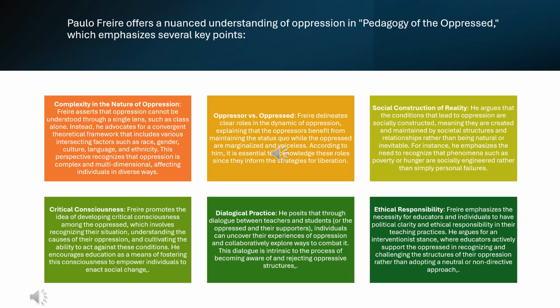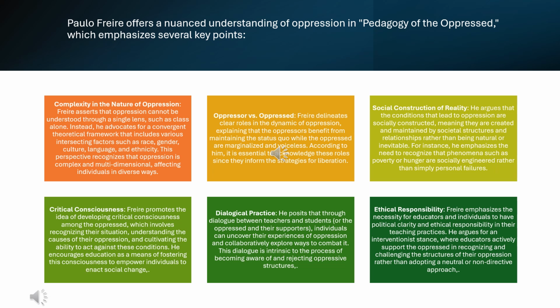So the question is, what do you do to alleviate that and move away from this oppressor versus oppressed situation? According to Freire, it's essential to acknowledge these roles since they inform the strategies for liberation. So the idea is to liberate your classroom and to empower your students.